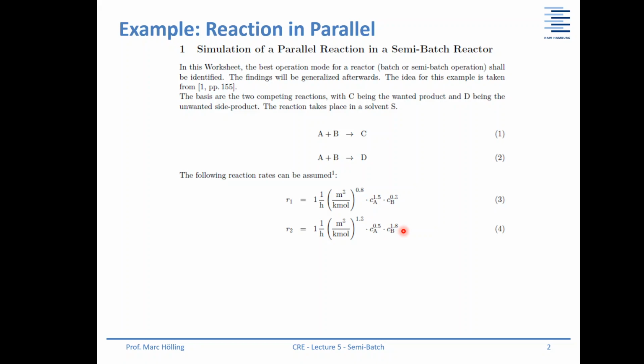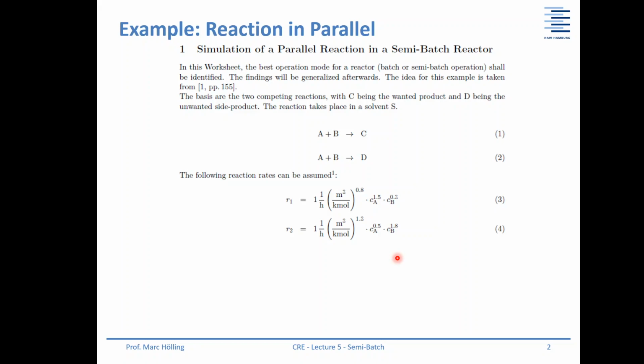Okay, if you say this is my component C that I want to have, for which I get the money, then it's quite easy to see that you have to somehow make sure that reaction rate 1 is higher than reaction rate 2. And how can you find out what to do?